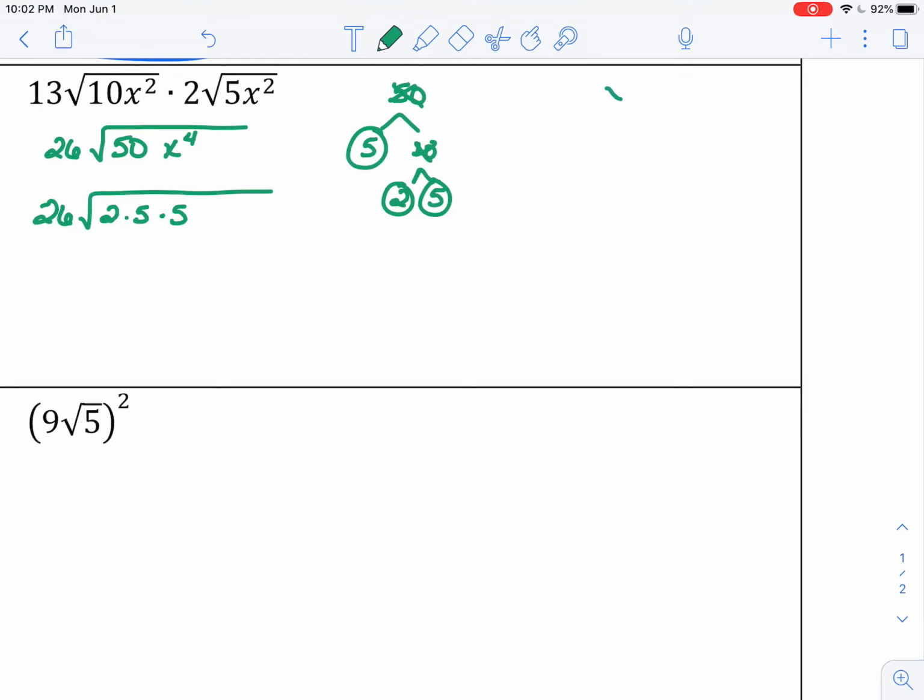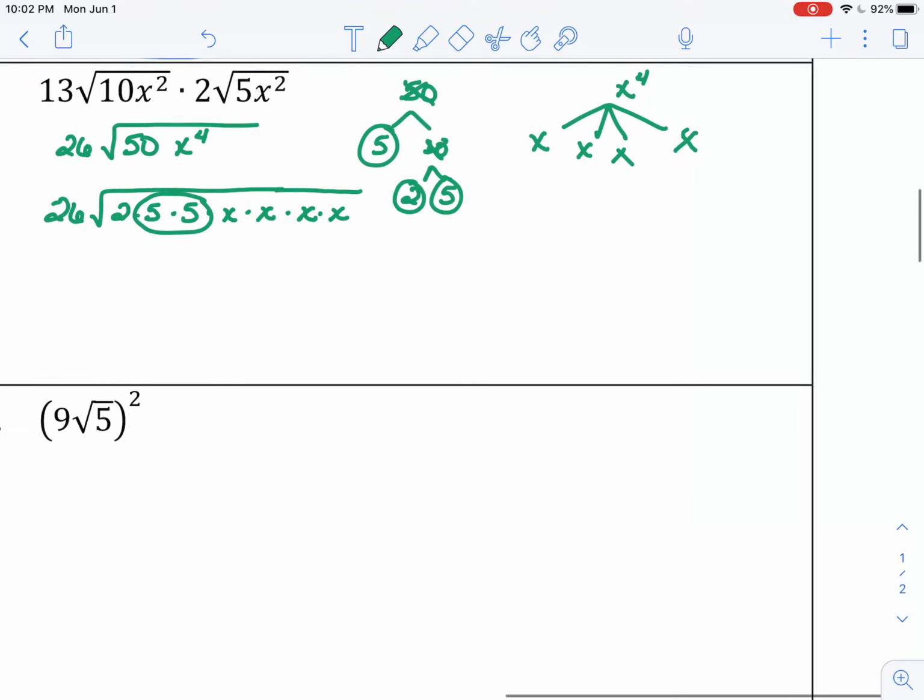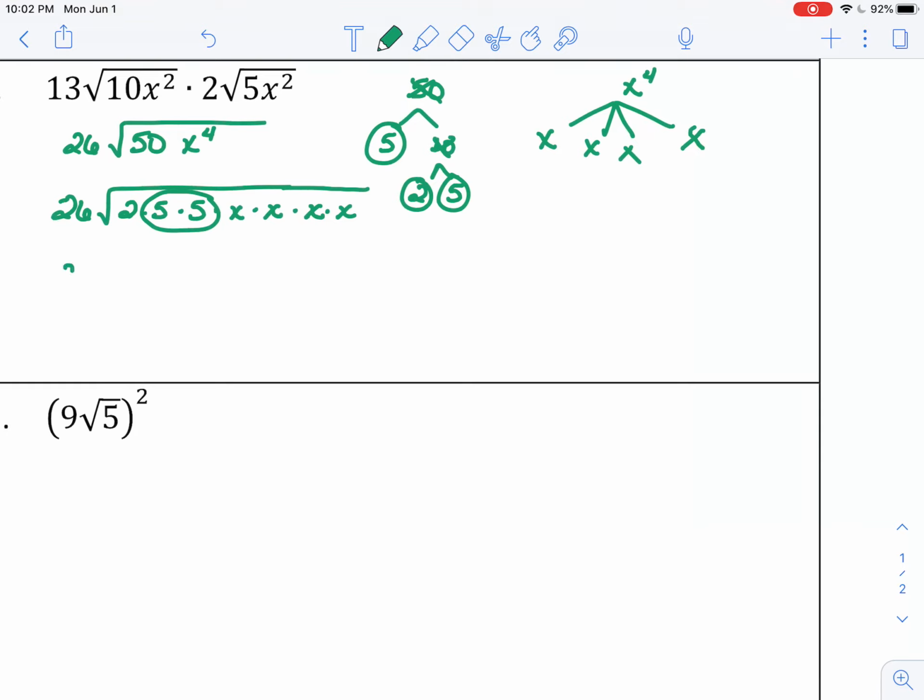Again, we do have to care about the x to the fourth. I could break it apart in weird ways, but I do know x to the fourth is an x times an x times an x times a fourth x. So you don't have to necessarily write that out, but it might be helpful to remember that that's what x to the fourth means. So that's what I'm going to put in my prime factorization. X times an x times an x times an x, all under the radical. Pairs make perfect squares. Well, I see a pair of 5s. 5 times 5 is 25, and I know the square root of 25 is regular 5. So joining my 26 is a regular 5.